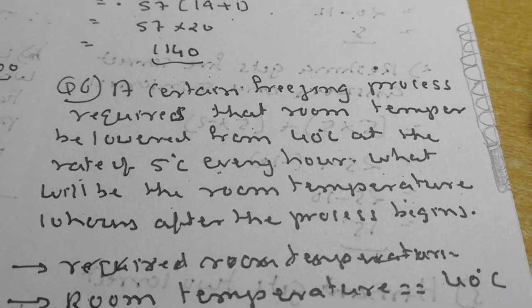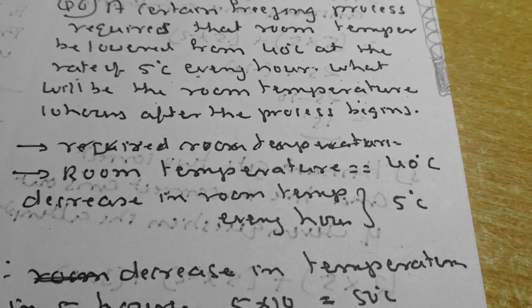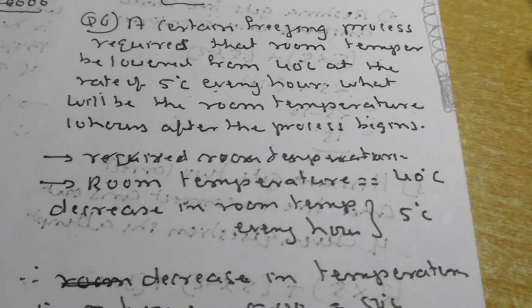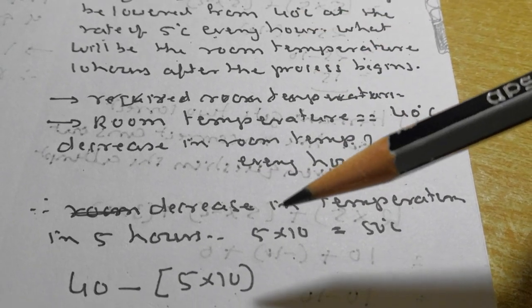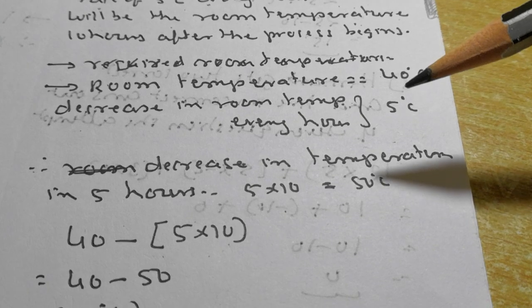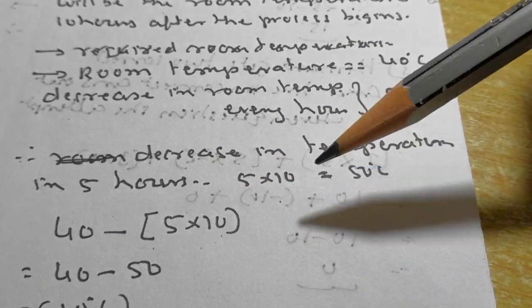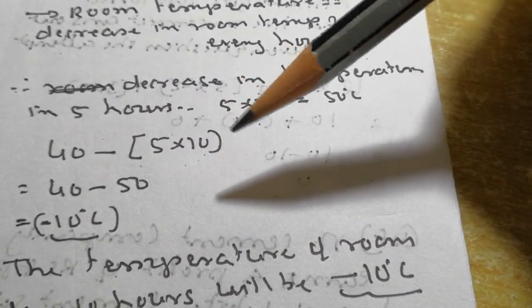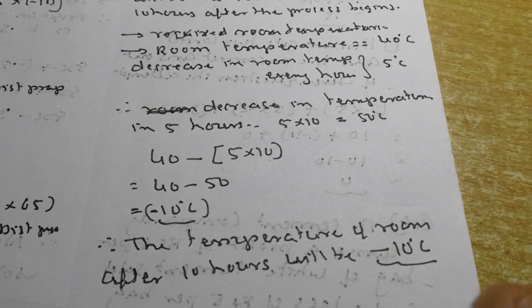So every hour the temperature decreases by 5, right? So the temperature of the room is 40 and every hour the temperature is reduced by 5. So for 10 hours the temperature reduction will be 50 degrees centigrade. The resultant temperature is 40 degrees minus 5 into 10. So 40 minus 5 times 10 is 50. So it is minus 10 degrees. So after 10 hours the temperature of the room will be minus 10 degrees centigrade.